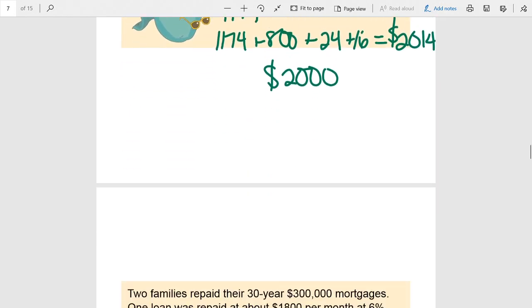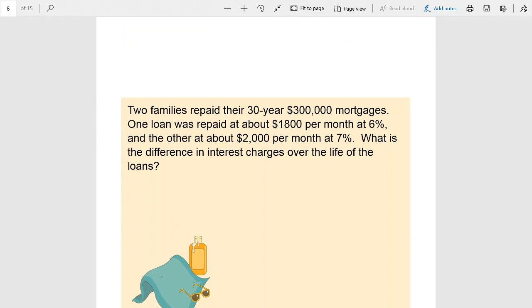Okay, so let's look at some other situations. Most of these are going to be about what's the difference between different interest rates, or what's the difference between their interest charges, things like that. So these two families, both chose a 30-year mortgage, both bought $300,000 homes. One loan, they had a 6% interest rate and paid $1,800 per month. So that's family one. Family two, same situation but with 7% interest rate, and they had to pay $2,000 per month. So what's the difference in the interest charges over the life of the loan?